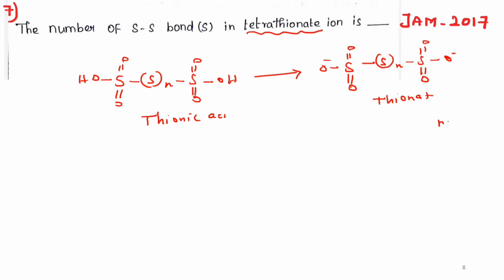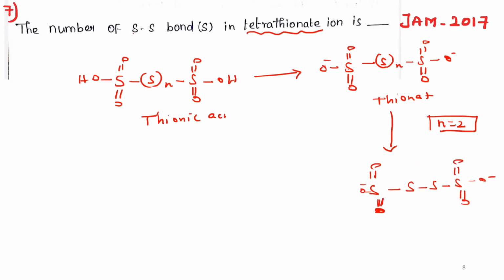Therefore, what is the N value? I put N value is equal to 2. What is the formula converted to? Okay, I write here: double bond O and double bond O, here O minus, here S and S and S double bond O and S double bond O minus.